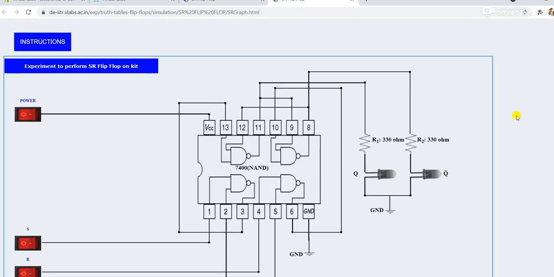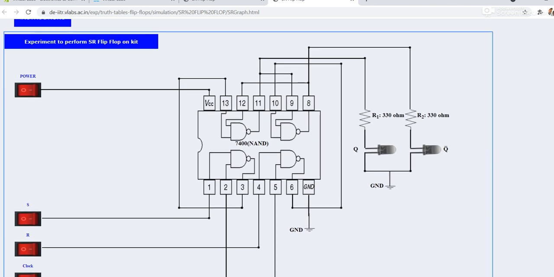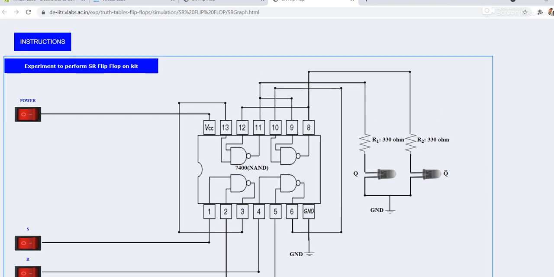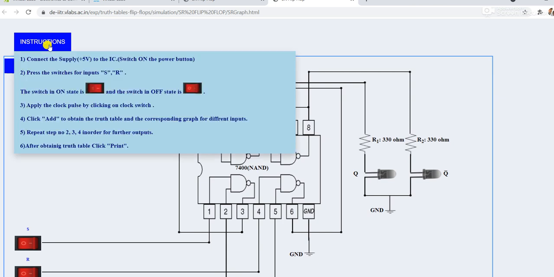This is the circuit diagram of SR flip-flop, and in this we are using 7400, which is basically a NAND IC. So we are designing our SR flip-flop with the help of NAND gates. Now, how to simulate this SR flip-flop? On the left-hand side there is a list of instructions which we have to follow, so just click on instructions.